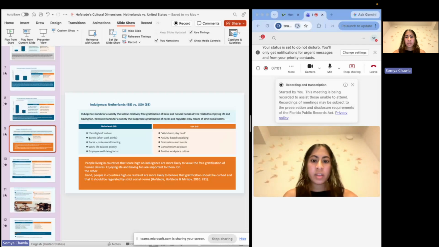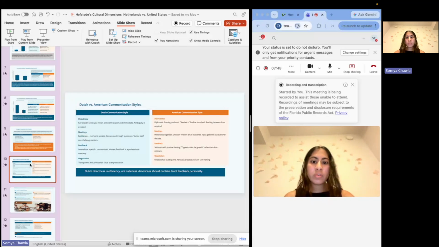The final dimension is indulgence. Both countries have exactly the same score in this dimension. This means both cultures generally value personal freedom, enjoying life, and maintaining a healthy work-life balance. In the Netherlands, this is reflected through activities such as after-work social gatherings, where colleagues strengthen professional relationships outside the office. Practicing these activities would help me build trust and integrity in my workplace more easily.